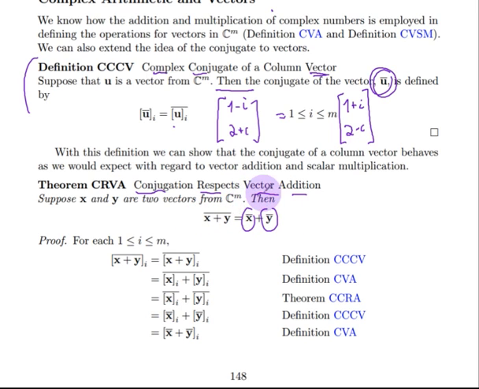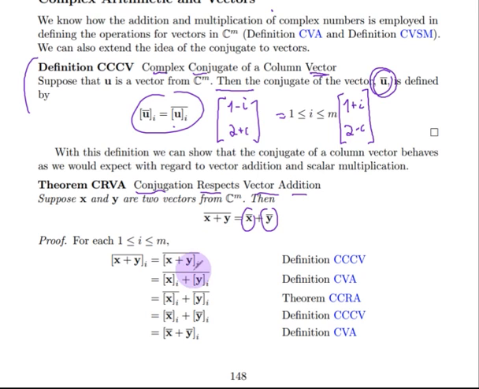And this proof is also similar to proofs from the vector section. If I take the ith component of the complex conjugate of x plus y, that's equal to the complex conjugate of the ith component. That's the definition up here. So make sure you understand what this means. This says my vector is the complex conjugate of x plus y, and I'm taking the ith component of this vector. That's the same thing as taking the vector x plus y, looking at the ith component, and taking the complex conjugate of the result.